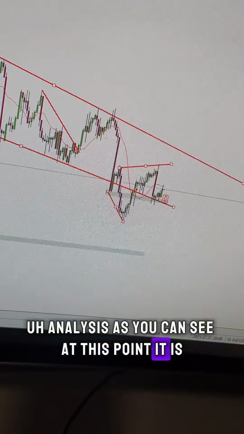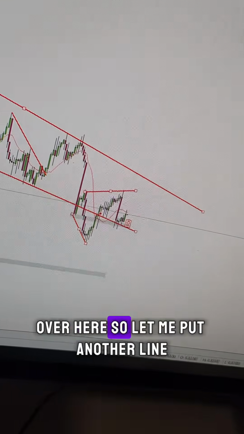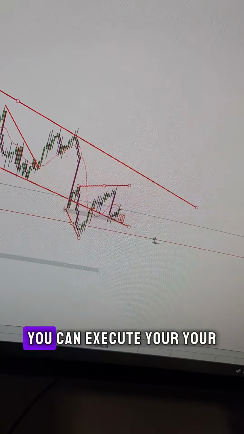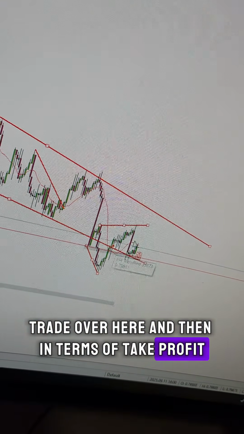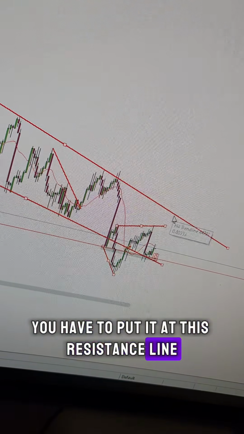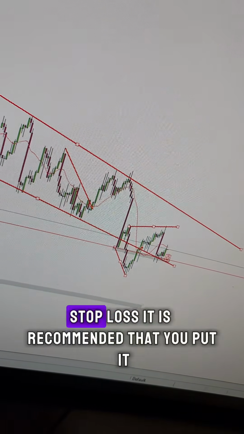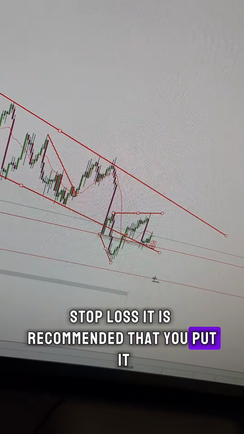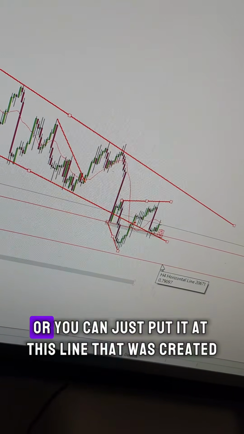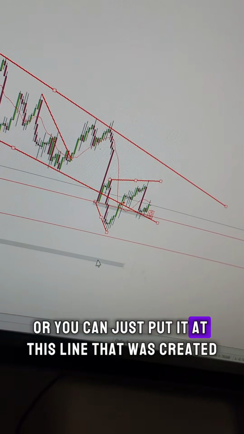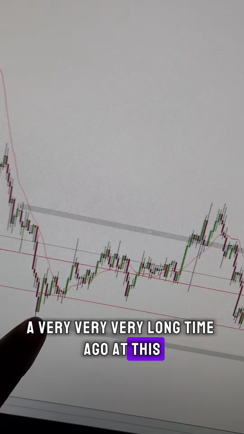As you can see at this point, it is clearly a buy. So you can actually execute your market order over here. So let me put another line. You can execute your trade over here, and then in terms of take profit, you have to put it at this resistance line, or you can just wait for it and then close manually. But in terms of stop loss, it is recommended that you put it slightly below the head of the lower low that was created, or you can just put it at this line that was created a very long time ago at this point.